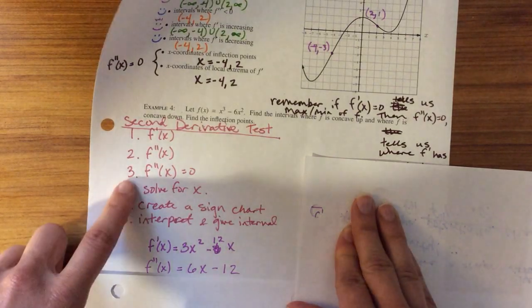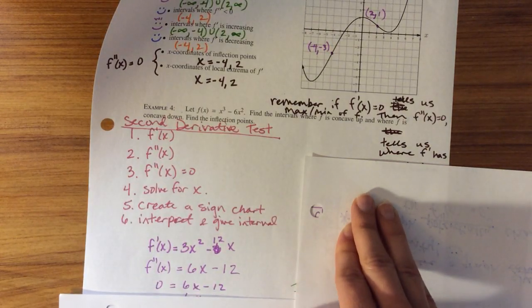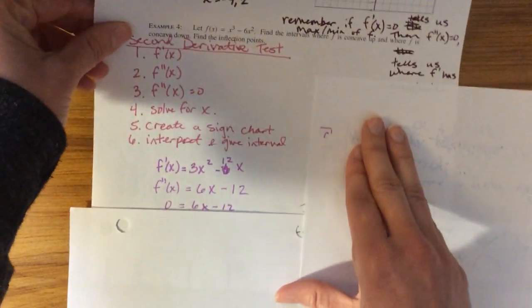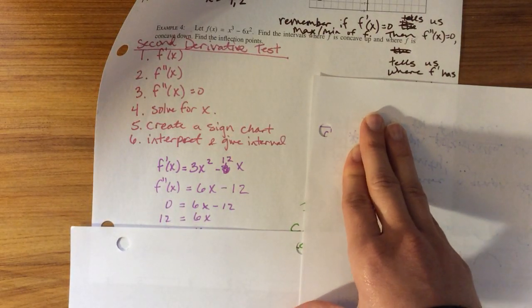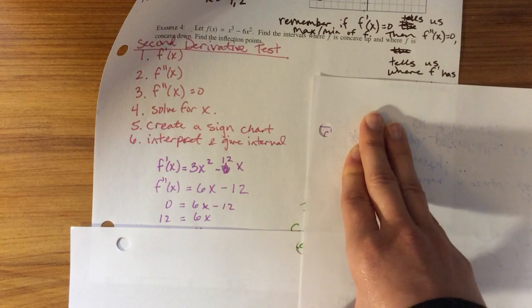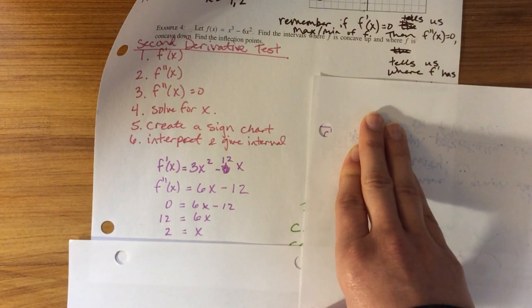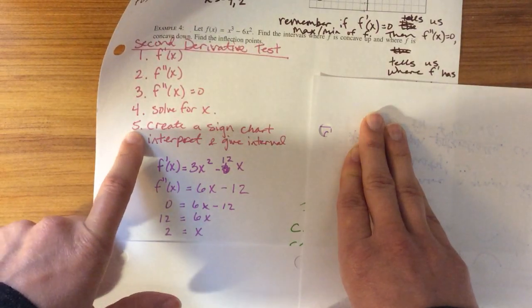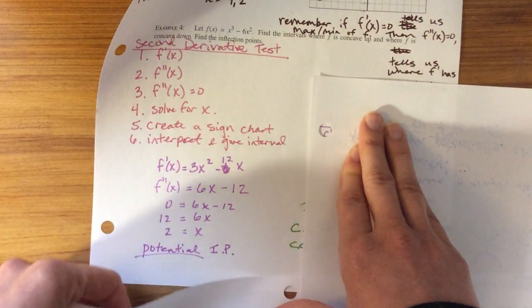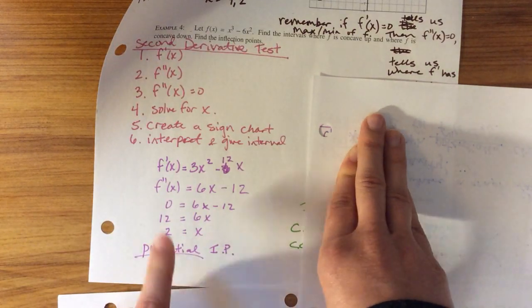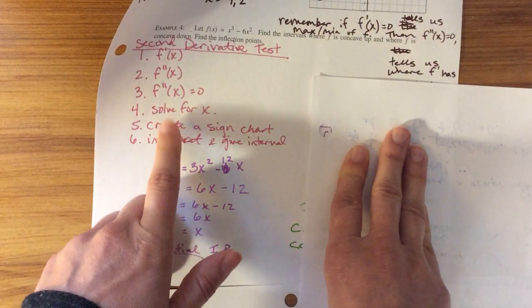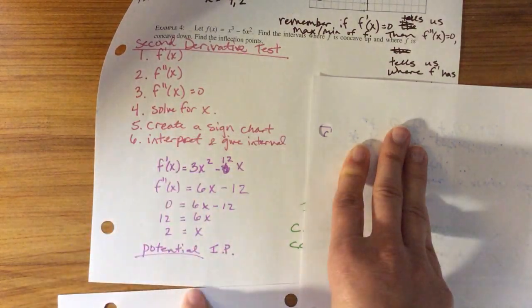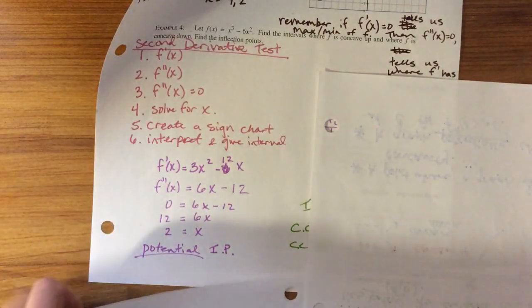So now, step 3, we're going to take it and set it equal to 0. So add the 12 to the other side of the equation, divide by 6, and we get that x equals 2. All right, so now we're ready for step 5, the sign chart. Again, this is the potential inflection point at x equaling 2. Remember, we need to do the sign chart to double check that it is indeed true.